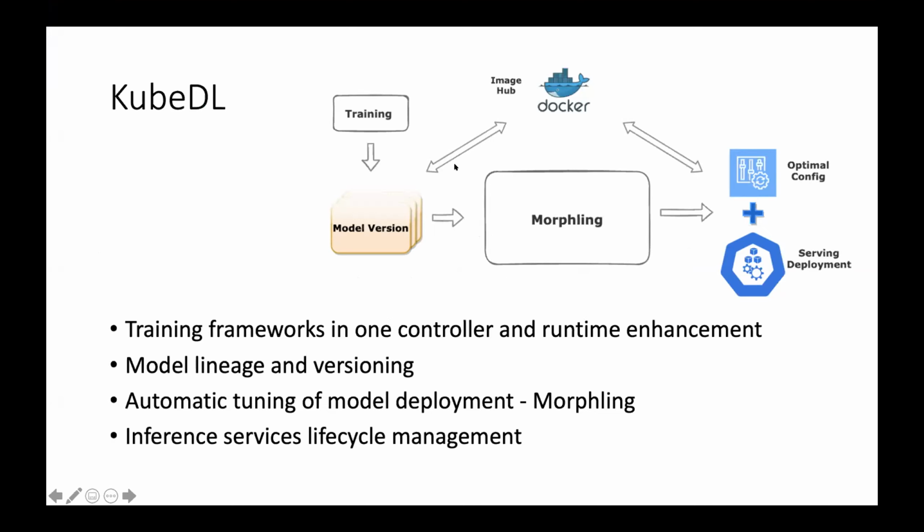So the main goal of KubeDL is to enable deep learning workloads to run in the Kubernetes ecosystem more easily and efficiently. In general, KubeDL includes four stages which make up a complete ML pipeline. The first is training frameworks in one controller and some runtime enhancement. The second is model lineage and versioning. Third is automatic tuning of model deployment, which has become an independent component we call Merlin. And the last is managing the inference service lifecycle. As the figure illustrates, the components cooperate with each other and streamline the process by automating these workflows and linking them together.